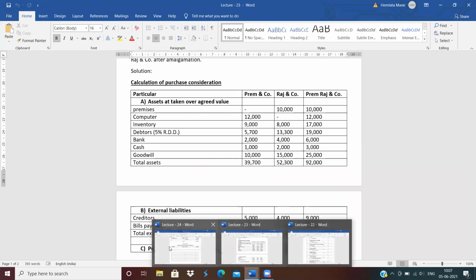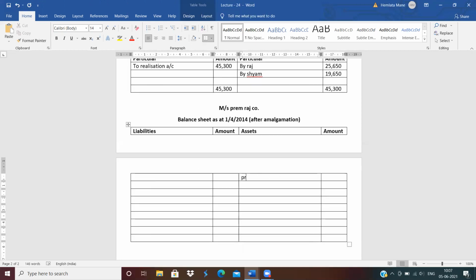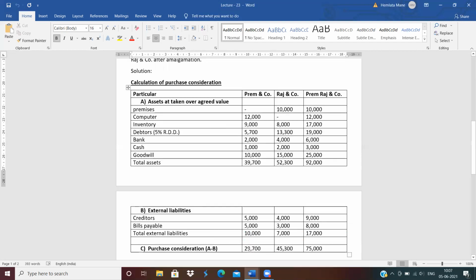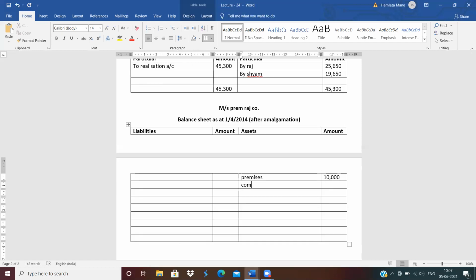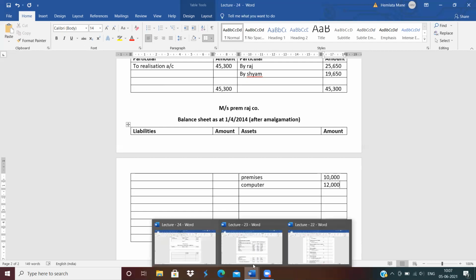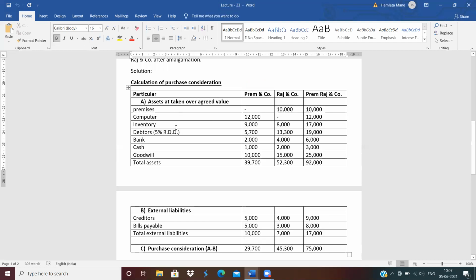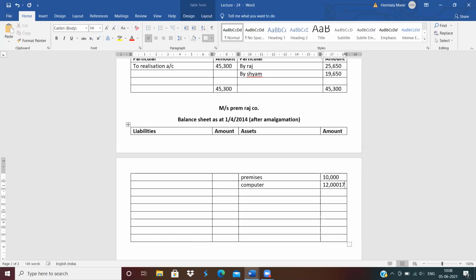Premises. How much is the amount of premises? Premises amount is 10,000. When you are preparing the new balance sheet, you have to see the purchase consideration. Next is computer. How much is the amount of computer? 12,000. So write down computer 12,000. Now the next asset is inventory. How much is the amount of inventory? 17,000. So write down 17,000.